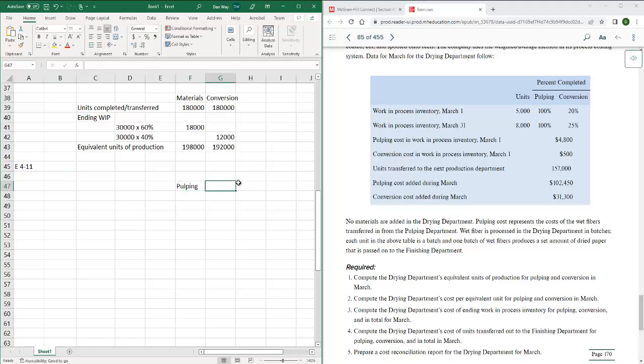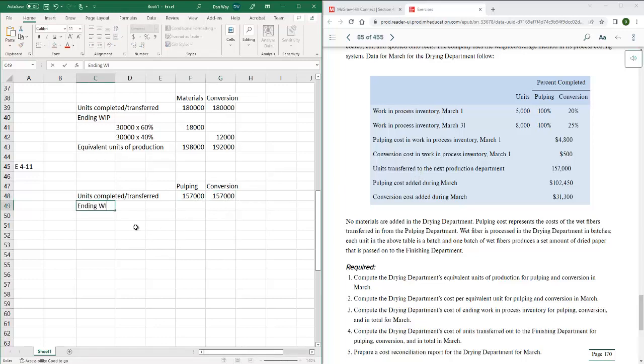So pulping, not necessarily an exact same way to say materials, but we can think of the cost categories synonymously for now if we'd like, just to ease this transition. Equivalent units of production, we are always starting with our units completed and transferred. In this case, we know that the units transferred to this next department, which was finishing, I believe, were 157,000. So we don't have to do any math this time to come up with that number.